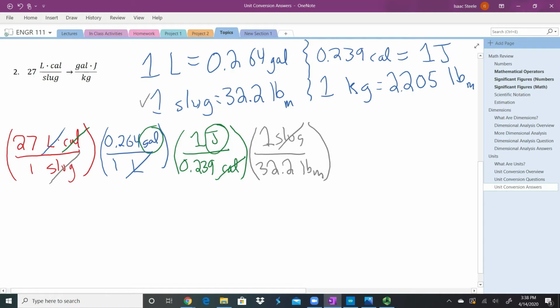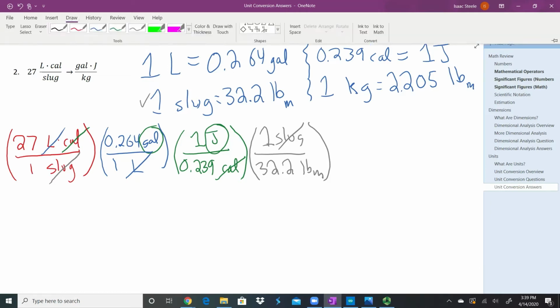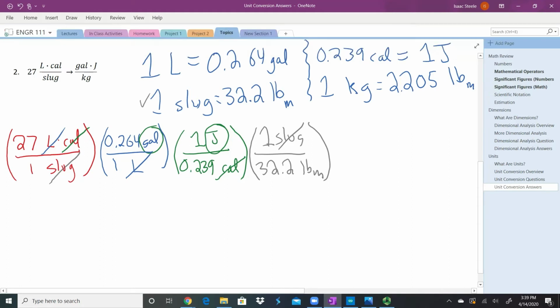I go back to my original problem, and I say I don't want a pound mass. I want a kilogram. What does that mean? It means I'm not done yet. So I got to do this again. I need to find something that cancels out my pound mass. And my pound mass is on the bottom, which means I put my pound mass conversion on the top.